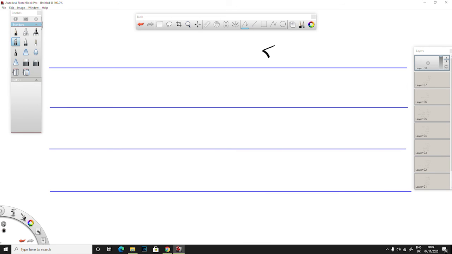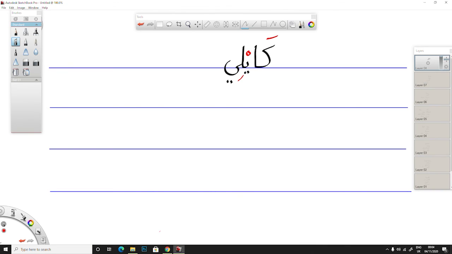The next one is Kylie. This is Kaf, Alif, Ya, Lam, and Ya, the final form. And Kaf, Kai, Sukun, Kai, Li, Kylie. The next one is Alaya. And it could be written either way by starting the name with different forms of alif.